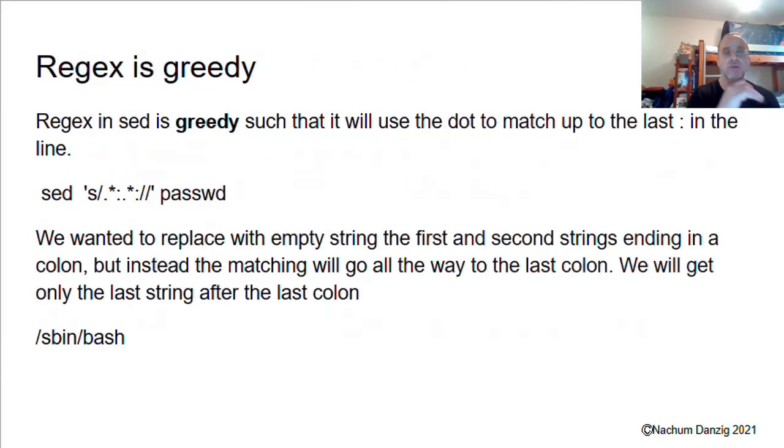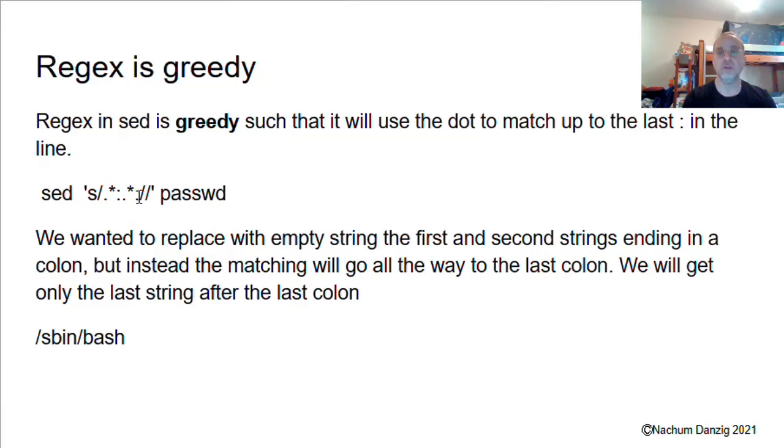But here's another example. Switch anything, either 0 or more times, followed by a colon, followed by again anything, followed by a colon on the password file. So we really wanted to replace, with an empty string, the first and second strings ending in a colon, as we wanted it to be like username, colon, password, colon. We wanted to replace that and get rid of that. But we didn't get that. That was what we thought we were going to get when we tried to do this. But we didn't realize that regex is greedy.